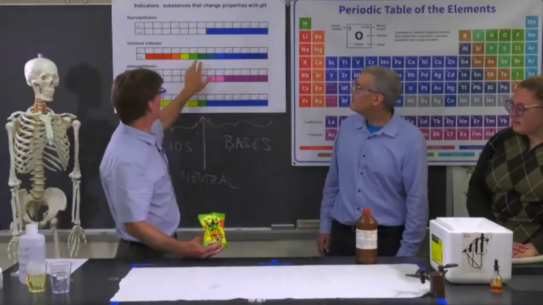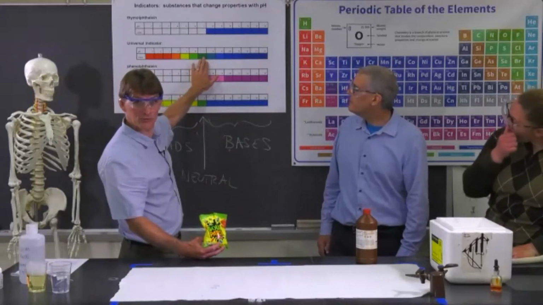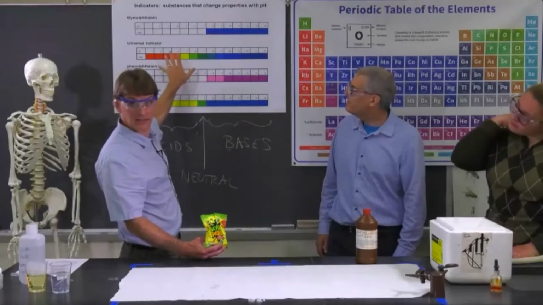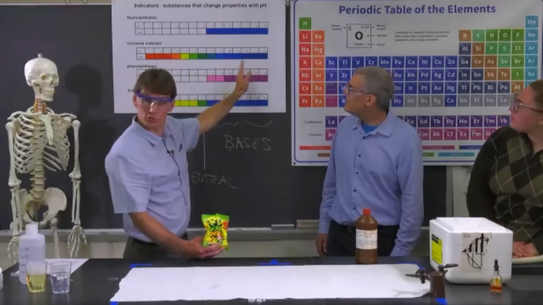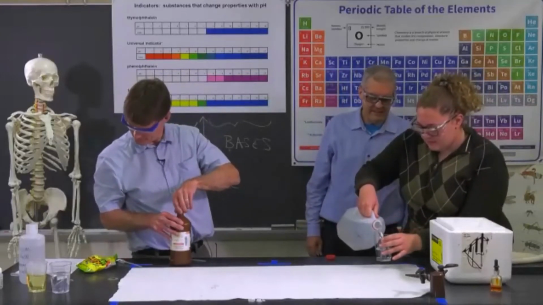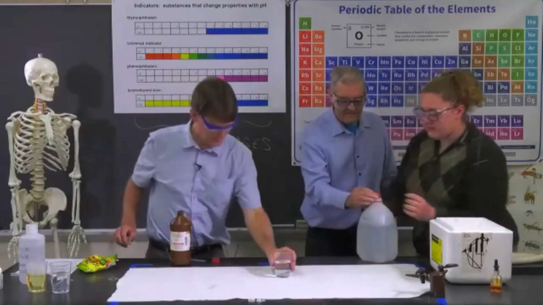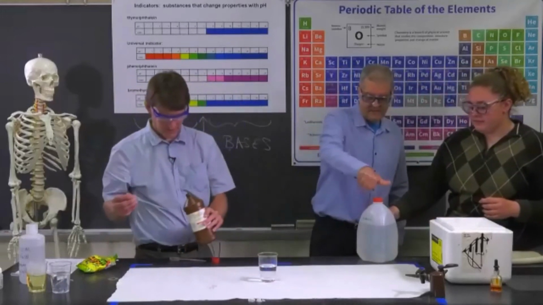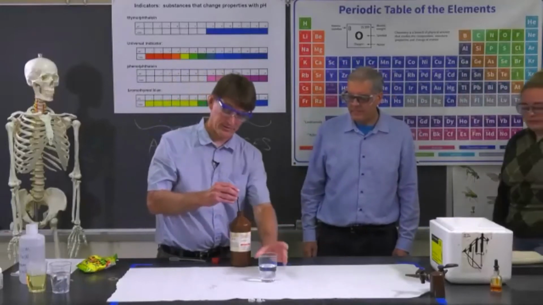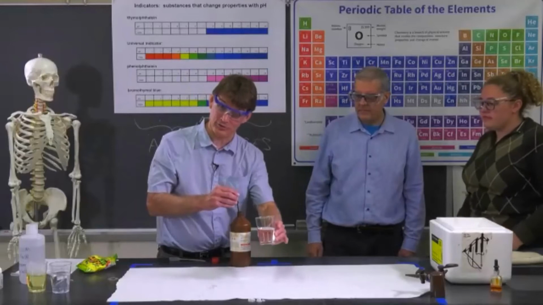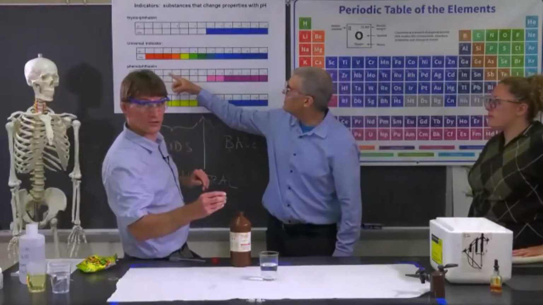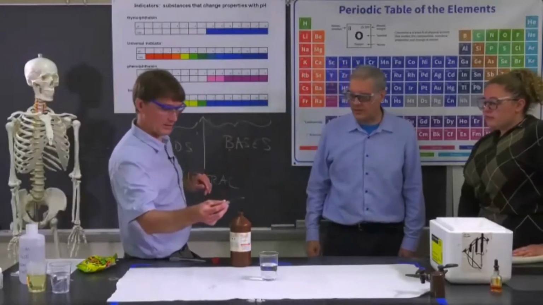And universal indicator tends to be green around neutral. And then the colors get more yellow, orange, and red in acid. And then they tend to go more blue in a base. There we go. Pop it on there. Add a little bit of our universal indicator. Now remember, there's some carbon dioxide in here from the air, so this is going to be a little bit acidic. So make a guess as to what color you might see when I add the universal indicator.